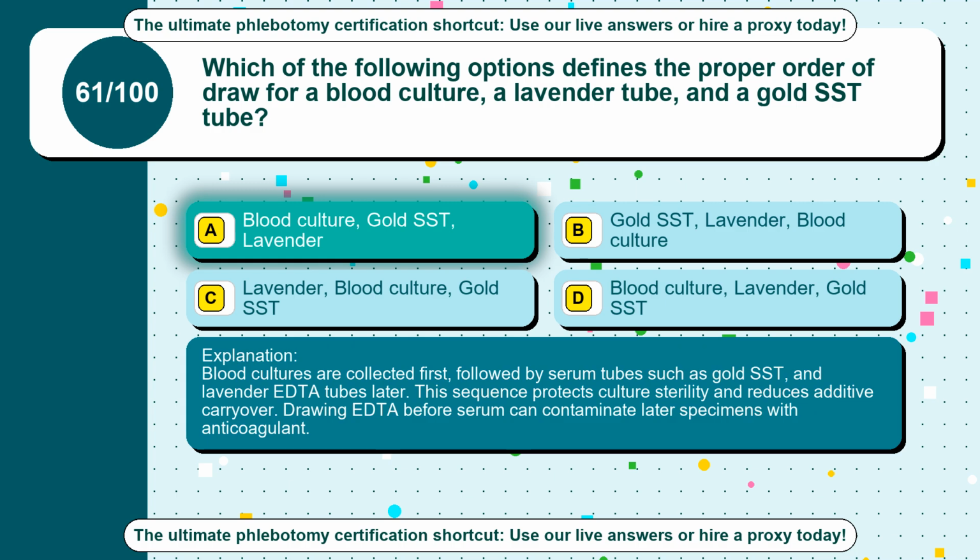Blood cultures are collected first, followed by serum tubes such as gold SST, and lavender EDTA tubes later. This sequence protects culture sterility and reduces additive carryover. Drawing EDTA before serum can contaminate later specimens with anticoagulant.